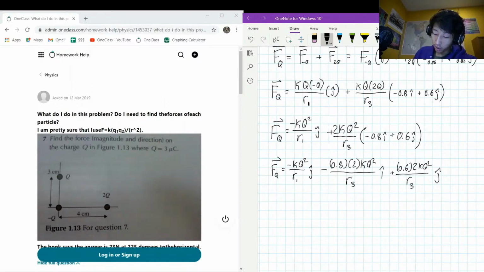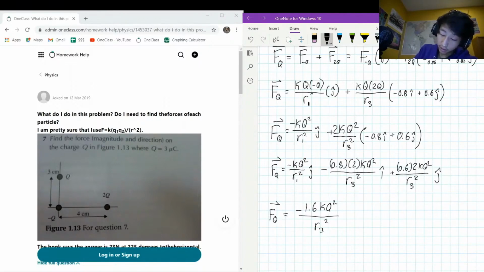Okay, so let's collect our like terms. All the I terms will go together, all the J terms will come together, and we can factor out the things that are common. The only I term here is negative 1.6, combining the times 2 and the 0.8, times kQ squared over R3 squared. Oops, that's a big goof on my part. You want to make sure that all of these have the squared on the denominator. That can definitely get you hurt pretty badly if you make the mistake and don't catch it.